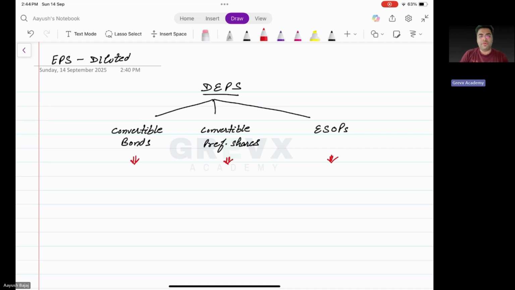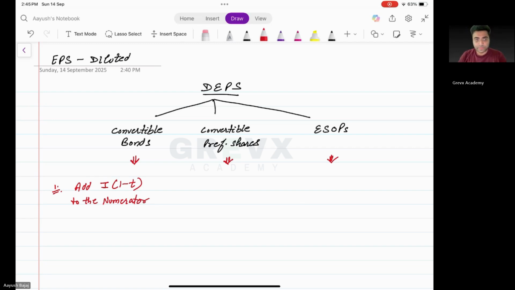If the question has convertible bonds, what are the two adjustments that you are going to make? The first adjustment that you are going to make is that you are going to add interest times (1 minus tax) to the numerator.